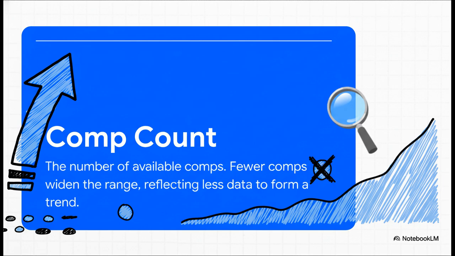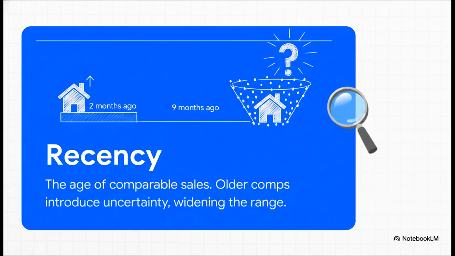In fact, just taking away one comp from your pool usually widens that confidence range by 2 to 3 percentage points. It's a really direct relationship. Next, we've got recency. I mean, a sale from 2 months ago is obviously a much, much stronger signal of today's value than one from 9 months ago. That older data introduces a lot of guesswork about what's happened in the market since then. So the model has no choice but to widen that range to account for all that uncertainty.